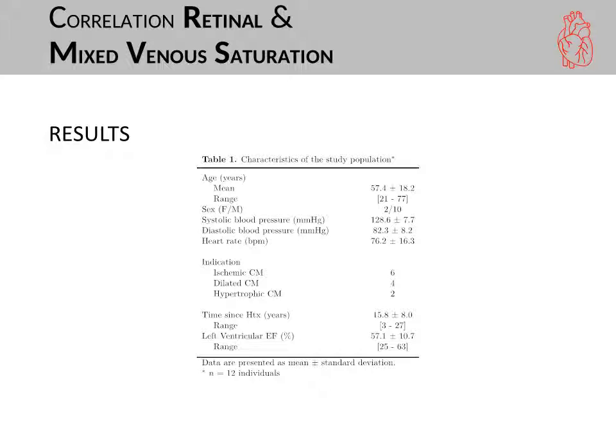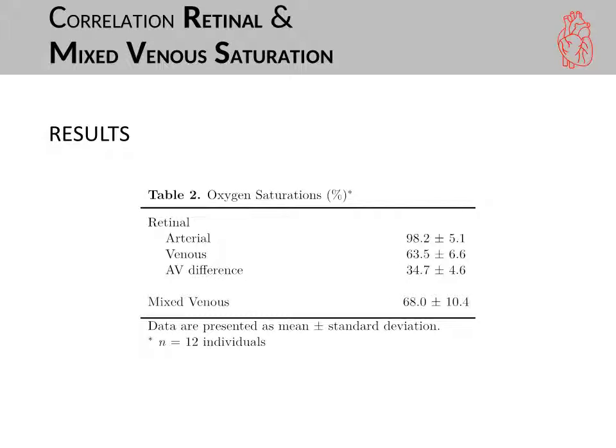As you see, here is a very heterogeneous population. The youngest patient is 21, the oldest is 77. The indication for the heart transplantation is, for most of them, ischemic cardiomyopathy, 4 for dilated cardiomyopathy, and 2 for hypertrophic cardiomyopathy. The time since transplantation ranges from 3 to 27 years, so a very heterogeneous population. And these are our results for the saturations, a little bit higher than we found in healthy individuals.